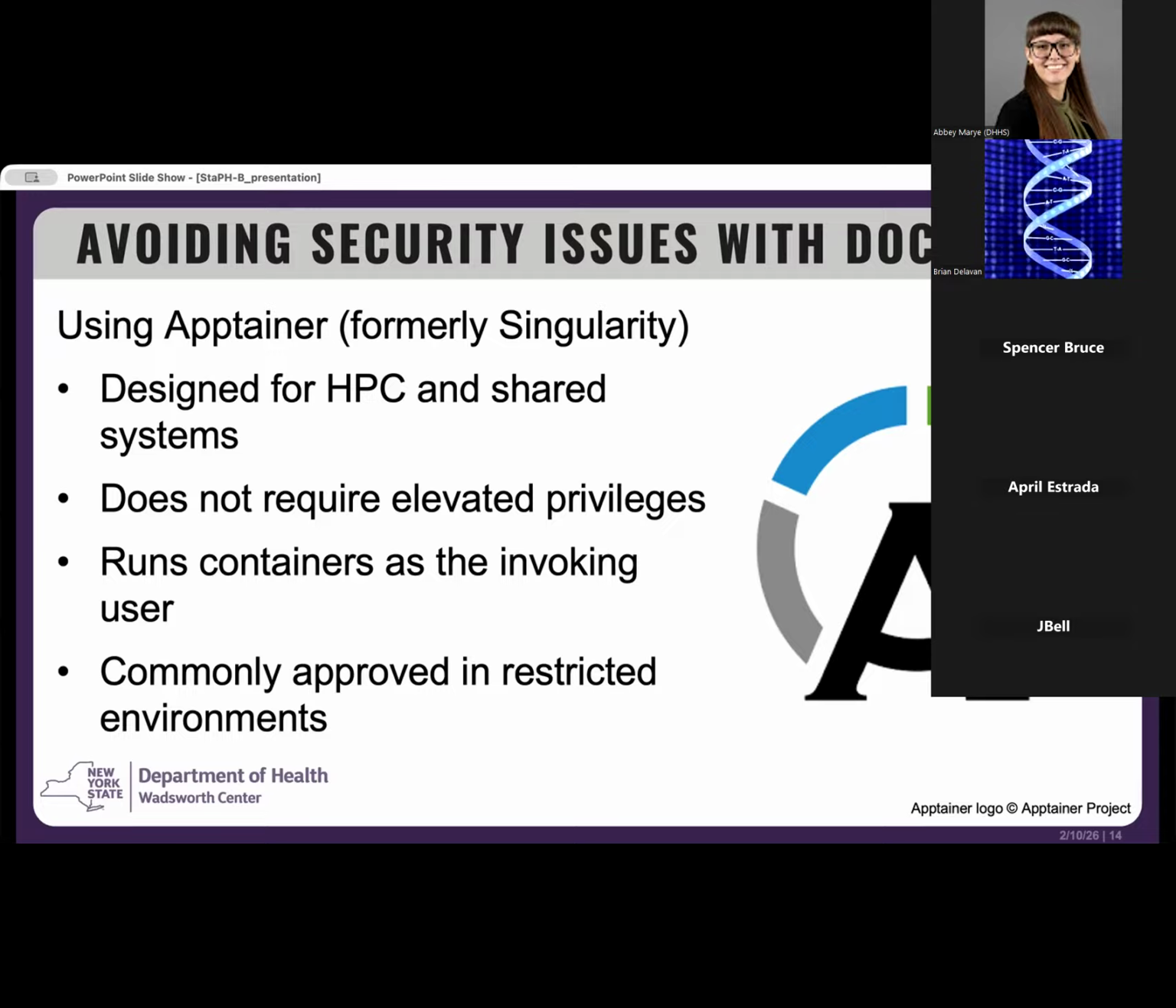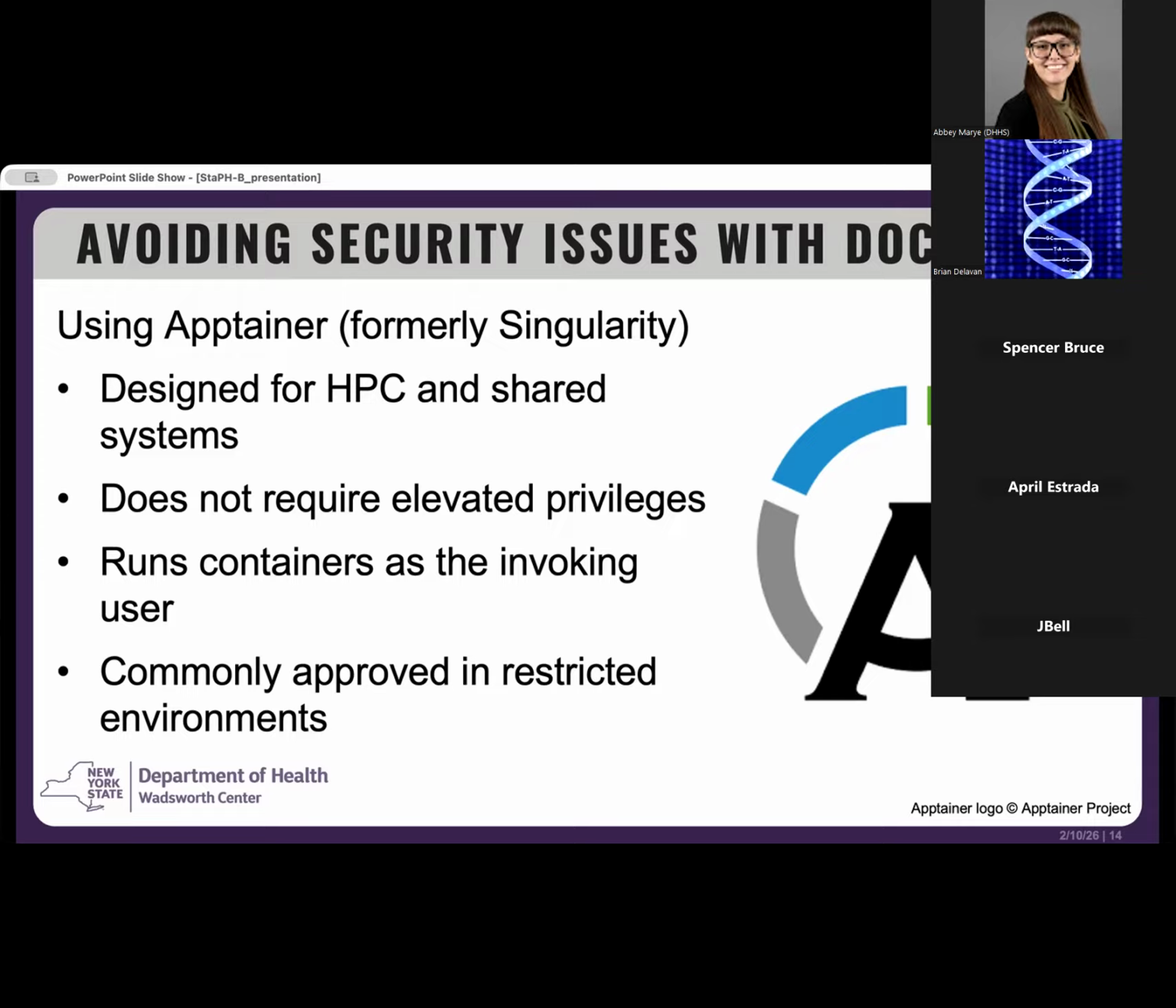So the way this works goes like this, right? Apptainer runs containers as the user who launches them rather than as a privileged service. From an IT perspective, this means containers follow the same permission model as any other user processes, and that makes them much easier to audit, control, and monitor. Because of these design choices, Apptainer is commonly approved on HPC systems and environments where Docker is restricted or prohibited. And it's really an intentional solution designed to bring container benefits to these environments with stricter security protocols.